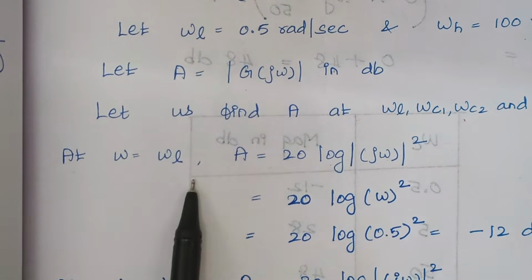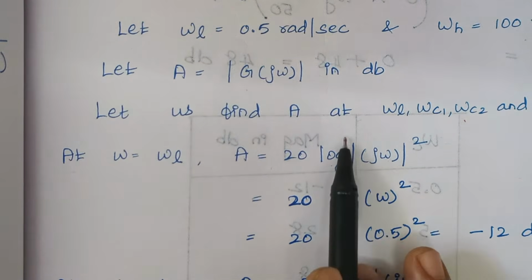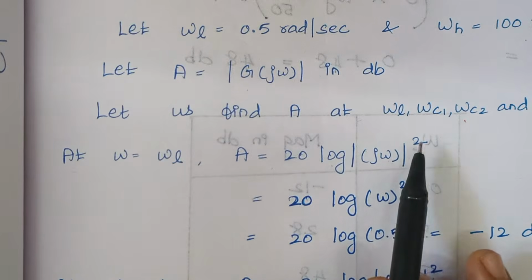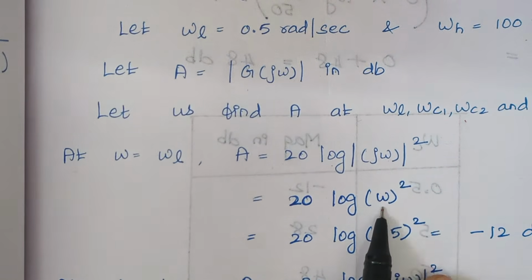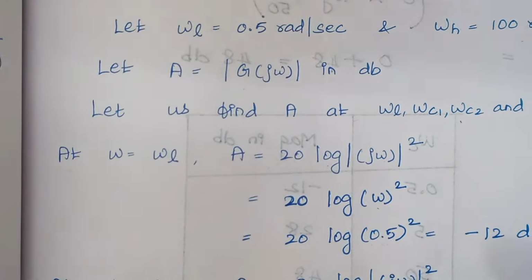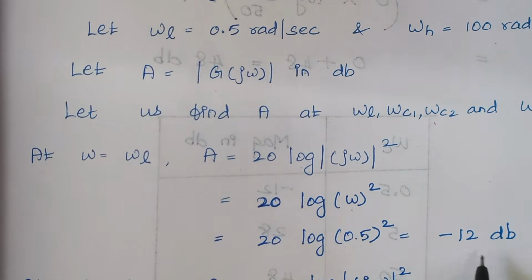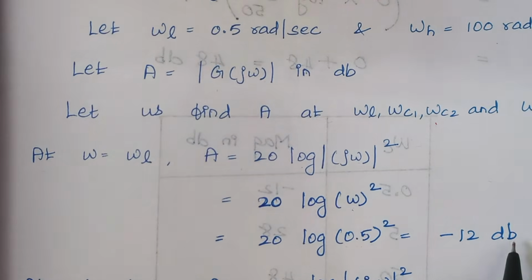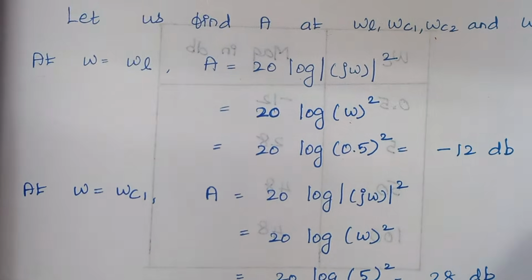So what is the value of omega L? This omega L is taken as 0.5. Since we are considering magnitude, mod of j omega whole square becomes omega square. So in the place of omega, I am substituting 0.5 whole square. So when you calculate and find the values, you will get minus 12 dB. Right.